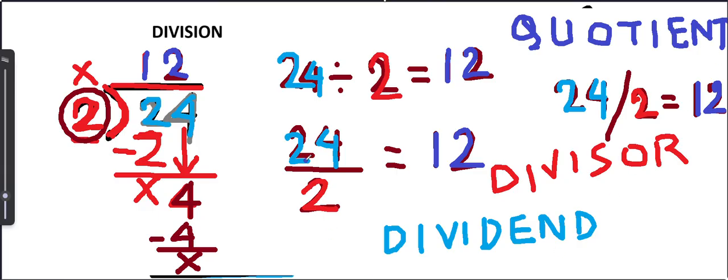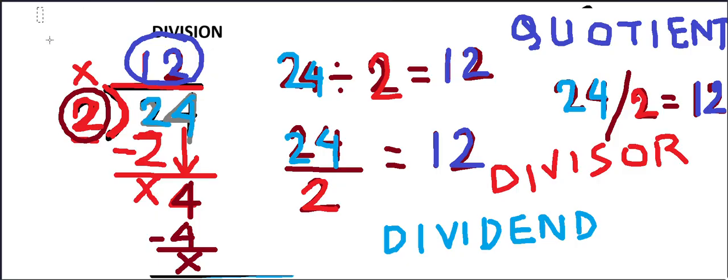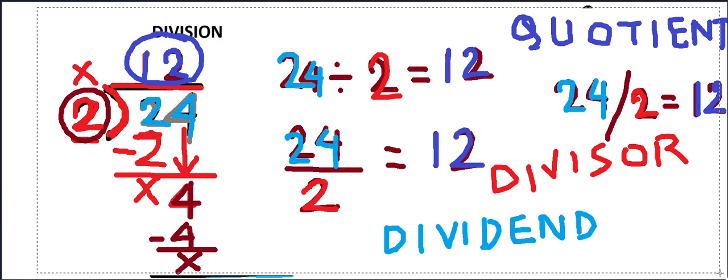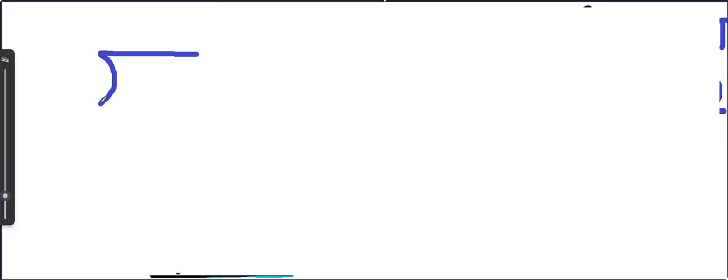Okay. So the blue one is called the dividend. The red one is called the divisor, and the final answer which we get over here, this is called the quotient. So this is a long division sum which does not have any remainder. So the next sum which I'm going to show you is a sum which is going to have a remainder. Okay, so let's get started with the next one. This is a house.